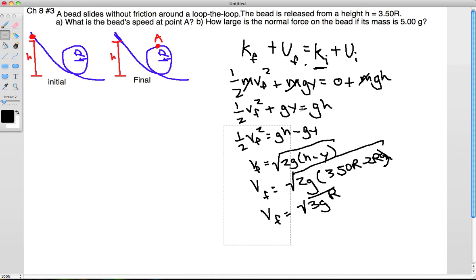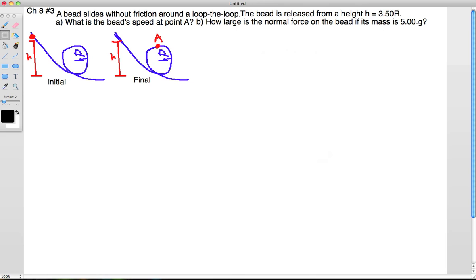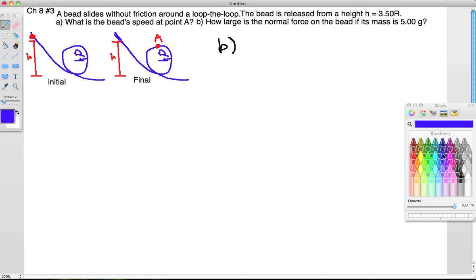Now for part B, it asks for how large is the normal force on the bead if its mass is 5 grams. Now to start off, the free body diagram would look like this. Since it's on the top right here, it'd be a curve, and then the forces would be pointing down. Mg would be pointing down, and also the normal force would be pointing down.